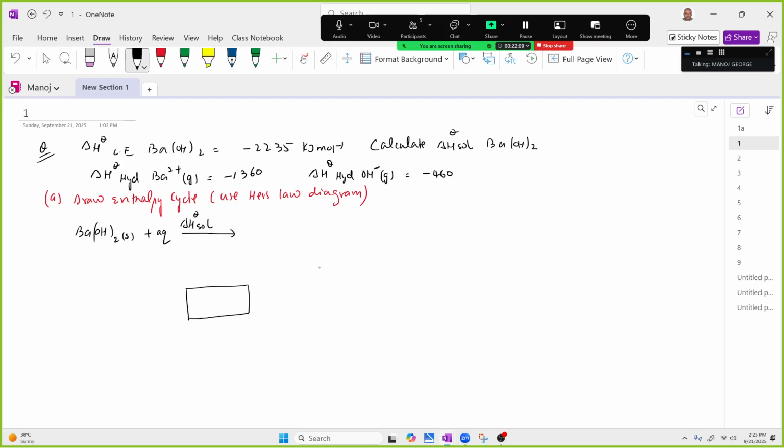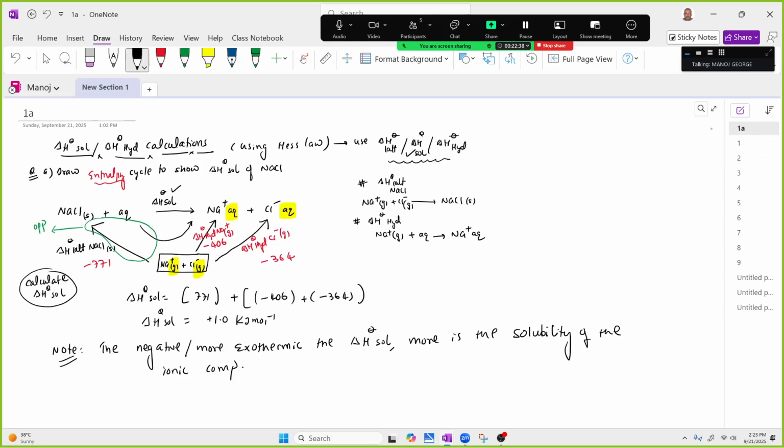So when you dissolve this in water, you will get barium ions in aqueous, plus you will get two OH minus ions in aqueous, correct? Now what we are doing is we are using Hess law to complete the diagram, which is going to look like this. So I hope by now you understand what should come inside the box. Can you just quickly mention what do you think should be inside the box? You can look at the previous question.